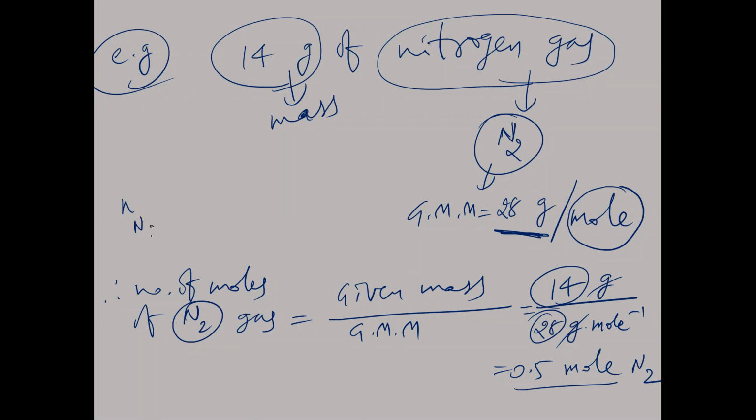N2. Number of moles of nitrogen gas is equal to what formula? PV by RT also we can take. Okay. So like this, we have to calculate what? The number of moles of each gas. Okay. Now we are discussing. Let's take the screenshot of this.